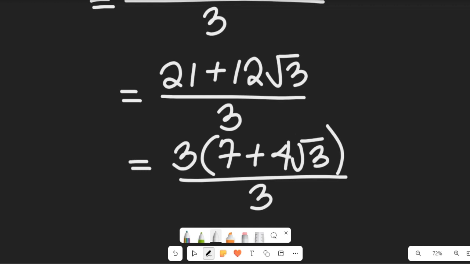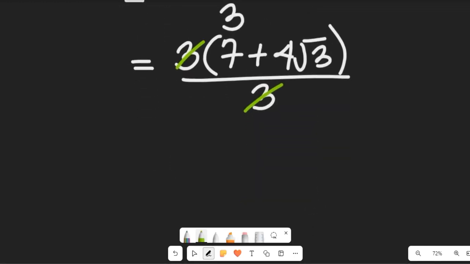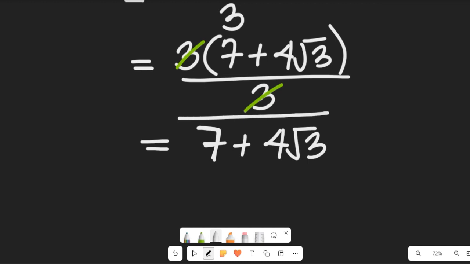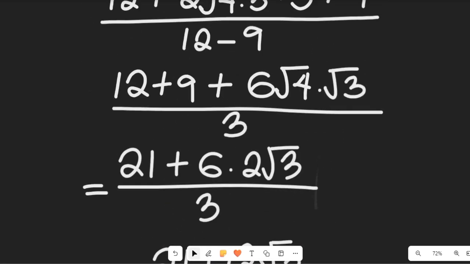So this expression finally gives 3 clearing 3, and the simplest form of the expression given to us is 7 plus 4 root 3. That is the solution to the expression given to us up there. That is the final solution.